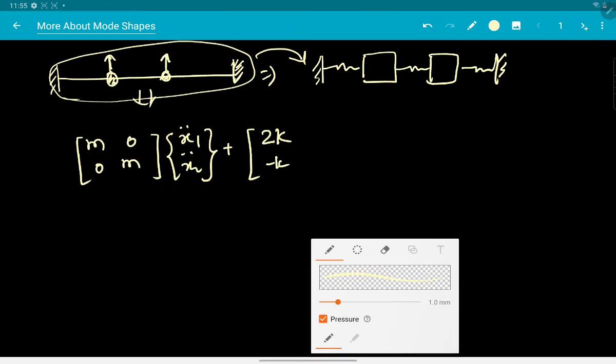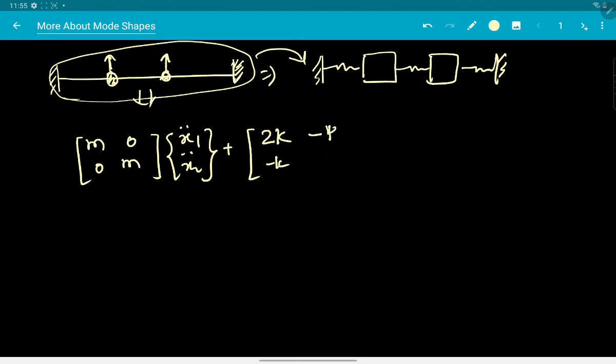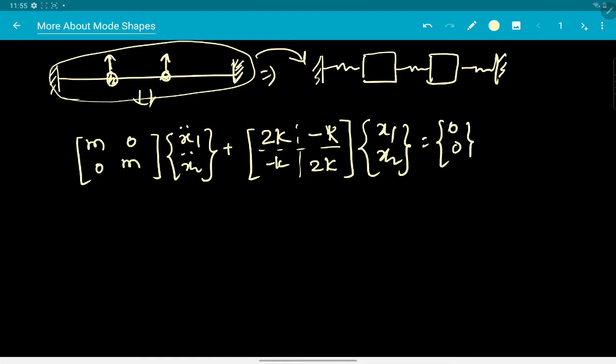So minus k is a different, yeah, so it's this way. Here you have 2k sitting over here. Okay, so here is the displacement vector and this entire set is equal to 0 0. So this was a set of differential equations that you have arrived at, which represents such kind of an equivalent two degree of freedom system.